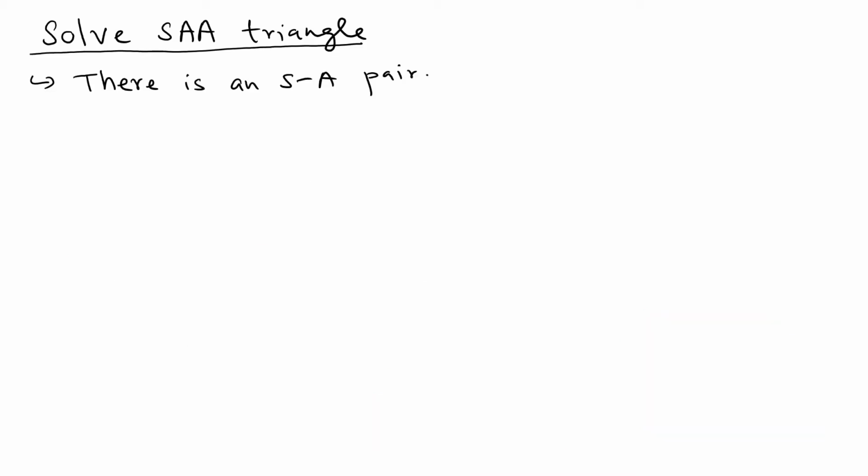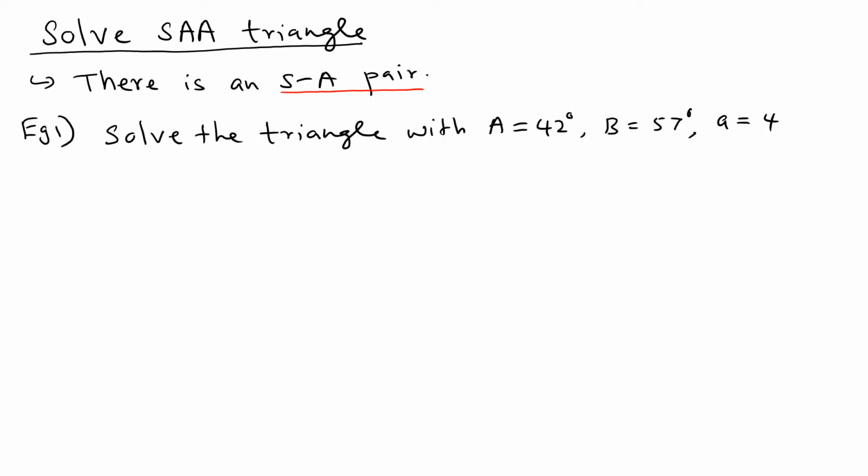First we're going to solve an SAA triangle. That means we know one side and two angles, and you can see that there is a side-angle pair. Let's look at this problem. As a first example, solve the triangle with A equal to 42 degrees, B equal to 57 degrees, and a equal to 4. We can use the standard naming convention.